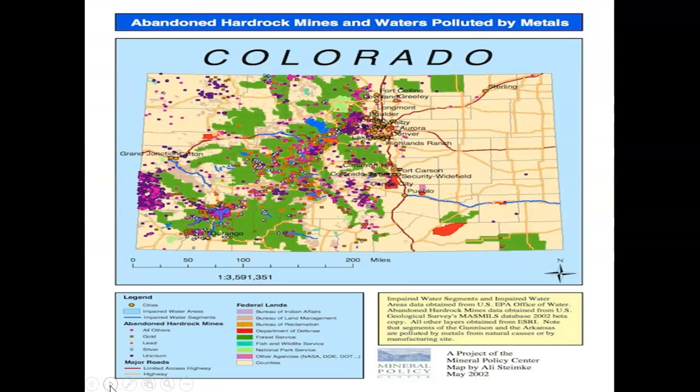This is just showing you hard rock mines and waters that have been polluted by the metals, and the mines in this image are all abandoned mines. Some of them have become Superfund sites, and some are just abandoned and nobody's caring for them. So we have a lot of issues here in Colorado. We were a very rich state with lots of mineral opportunities, and people definitely took advantage of that.